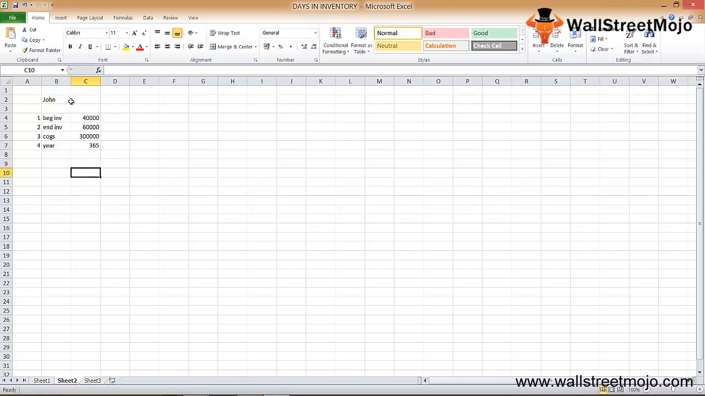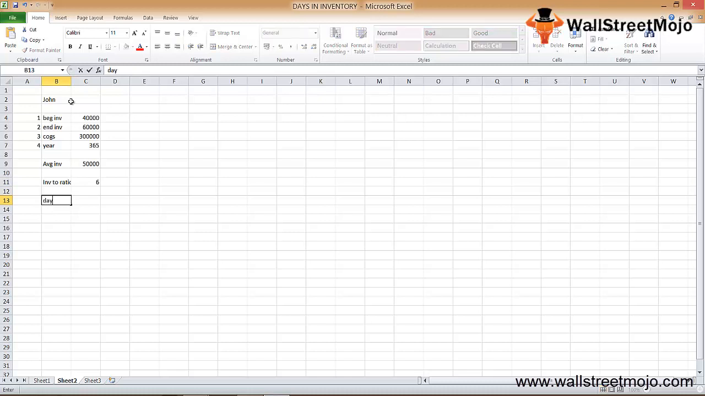So here, first we need to calculate the average inventory. Now we know the beginning and the ending inventory of the year, so we'll use a simple average to find the average inventory of the year. The average inventory is going to be your opening inventory plus closing divided by 2, right? So that's going to be $50,000, your average inventory. Now the inventory turnover ratio is going to be COGS, that is your cost of goods sold, divided by your average inventory, which will give you 6 times.